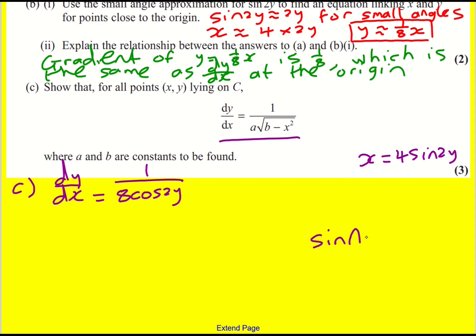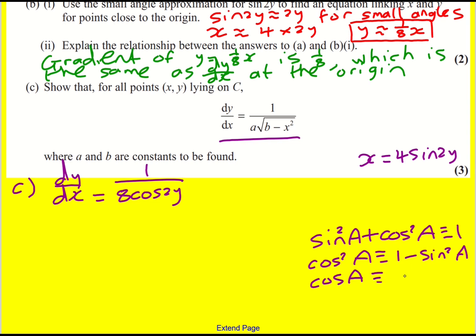So sine squared a plus cos squared a is identical to 1. So if I want to go from cos to sine, I can write that cos squared a is 1 minus sine squared a. So cos a is going to be the square root of 1 minus sine squared a. I'm going to ignore the negative here. This is known as taking the principal value, if I remember correctly. So that means that cos 2y is going to be the square root of 1 minus sine squared 2y.